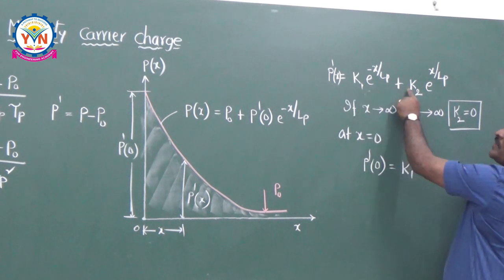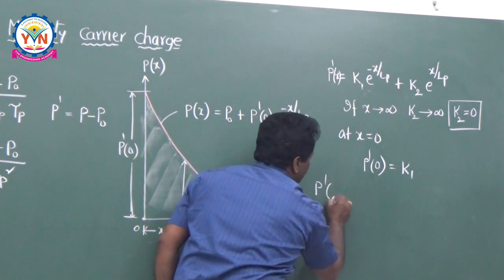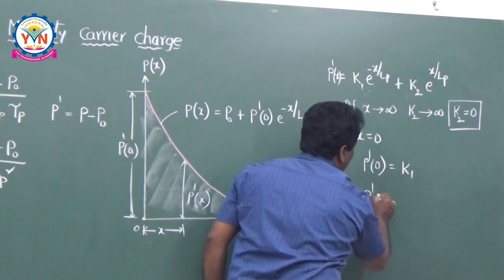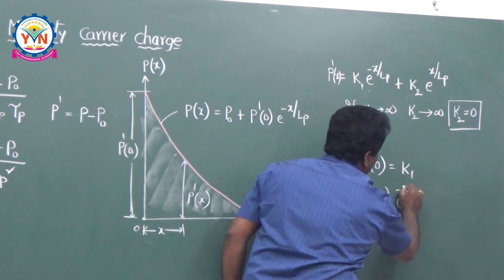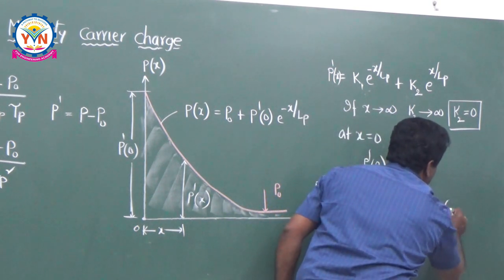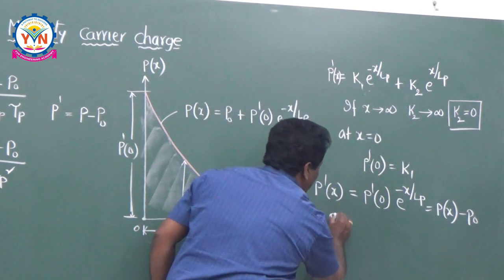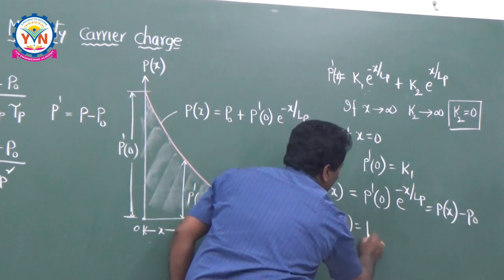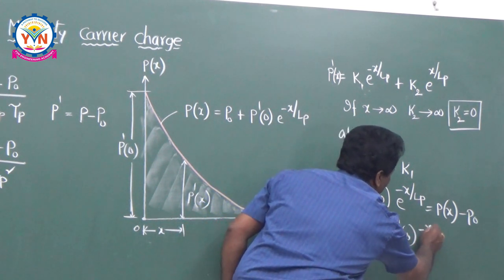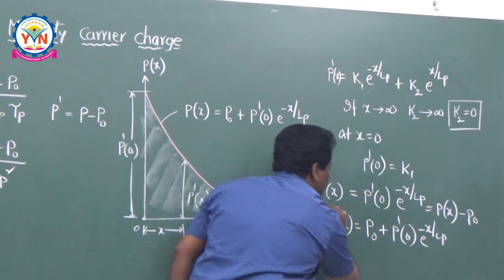So, writing the solution, I can write down the complete solution. P dash of x is equal to k1, that is p dash of 0, into e to the power of minus x by Lp, that is equal to p of x minus p naught. Therefore, the total variation is p of x is equal to p naught plus p dash of 0 into e to the power of minus x by Lp. It is the final solution for this variation of the whole concentration.